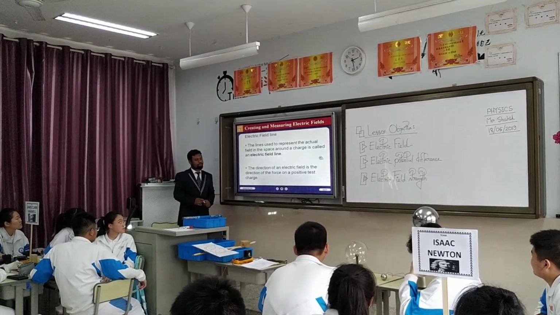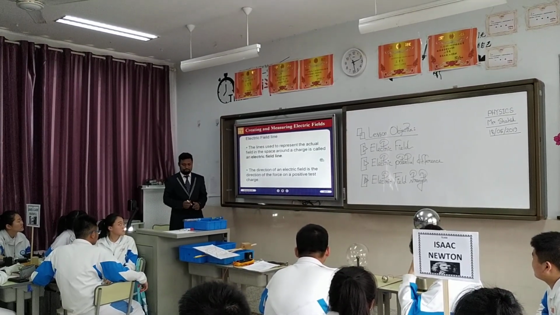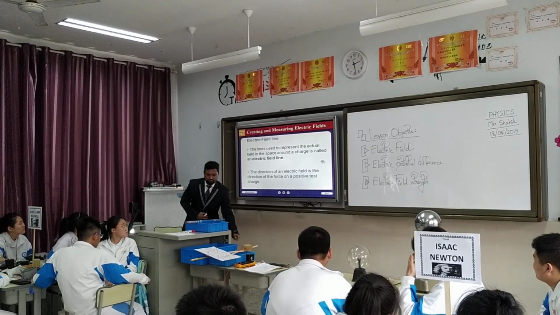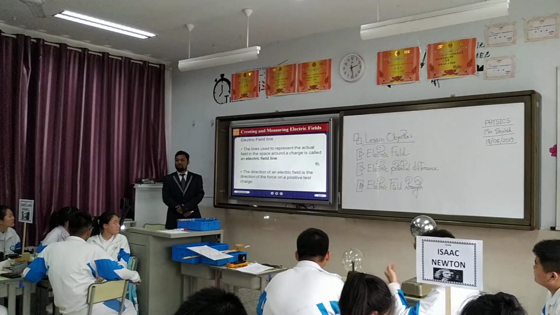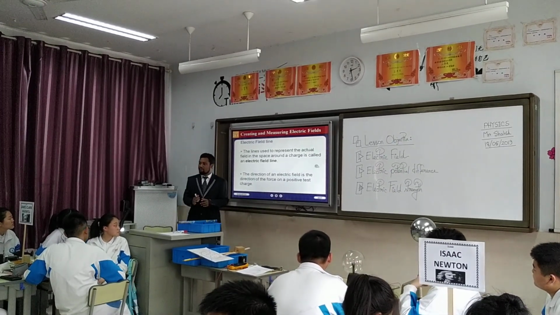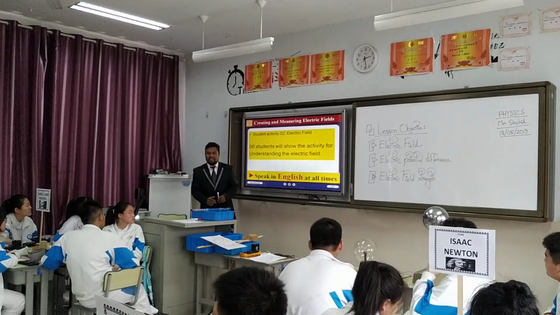Electric field line. The line used to represent the actual field in the space around the charge is called an electric field line. Now the electric field line means there are some invisible lines which are really acting over here, right?